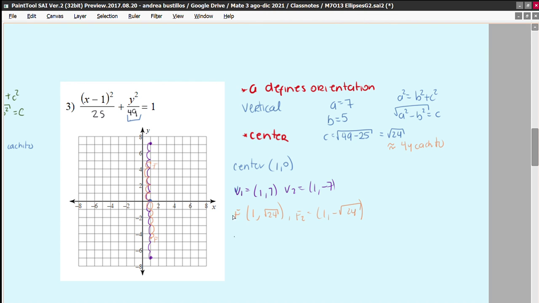The last points we're going to do are the co-vertices. Because this is a vertical ellipse, the co-vertices are horizontal, and the co-vertices are always at a distance b. So starting from my center, I'm going to move 1, 2, 3, 4, 5. So here are my co-vertices, and the coordinates for these are 6, 0 and minus 4, 0.